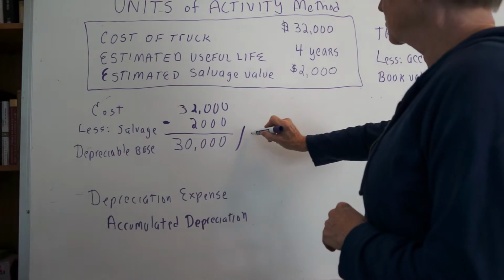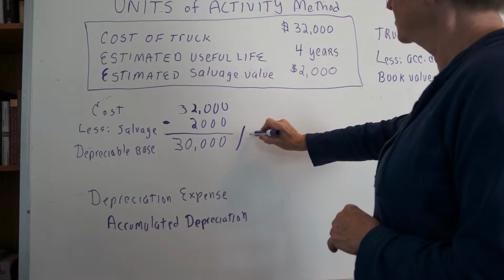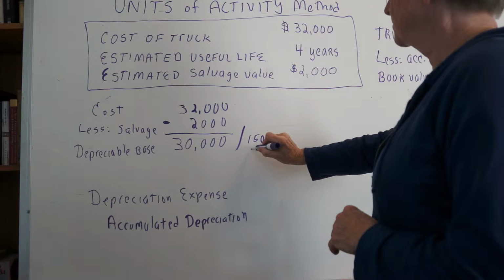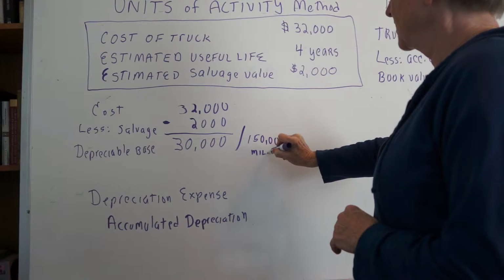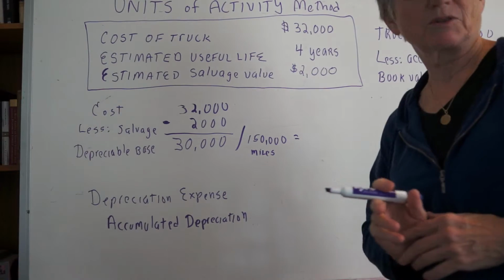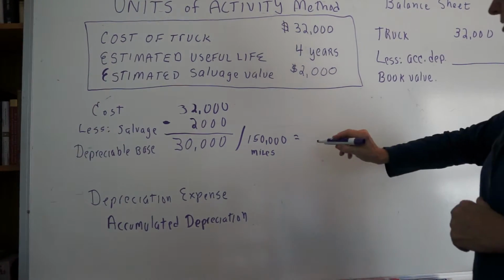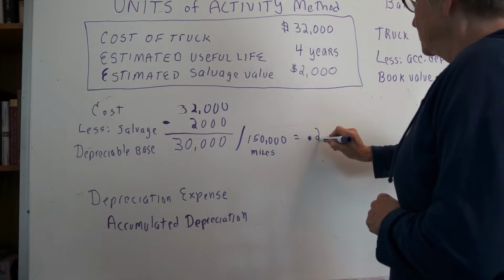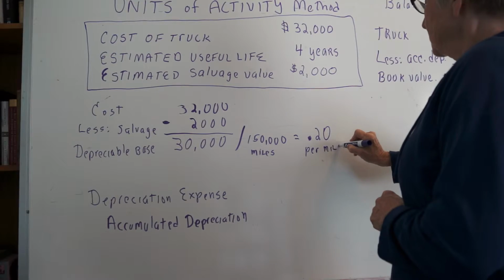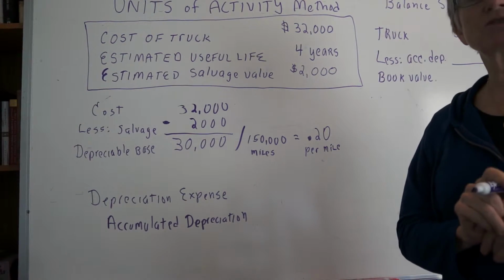And so if we assume, we would also be given that the estimated total miles would be 150,000. So we're really just dividing by the life measured in miles. And that's going to give us a depreciation rate of 0.2, or 20 cents per mile. So then as we drive this truck, we just keep track of the number of miles we drive each year.